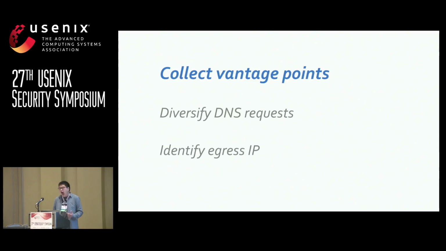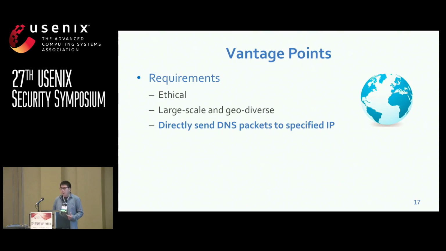The first one, how to collect vantage points. In this study, we need global vantage points. They have to be ethically acquired, large-scale, and diverse. Most importantly, they should allow us to send DNS requests to any IP addresses we want, like Google DNS.